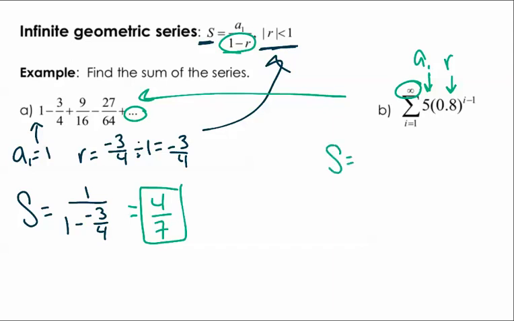So we plug that into our formula. s equals a1 over 1 minus 0.8. And that 0.8 definitely satisfies the condition that the absolute value of r is less than 1. So we type that in our calculator, and we should get that this is 25.